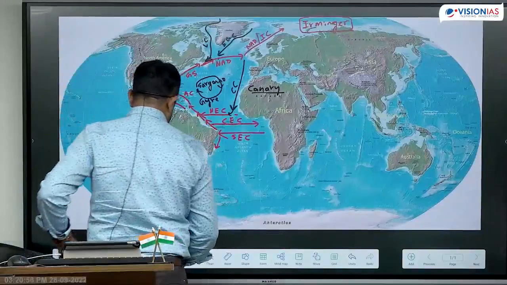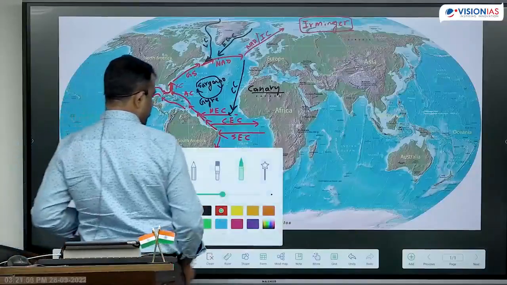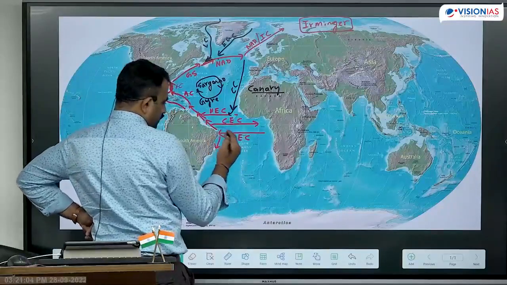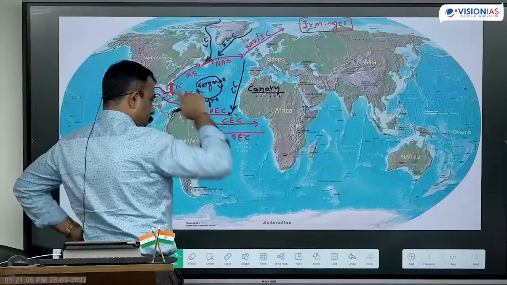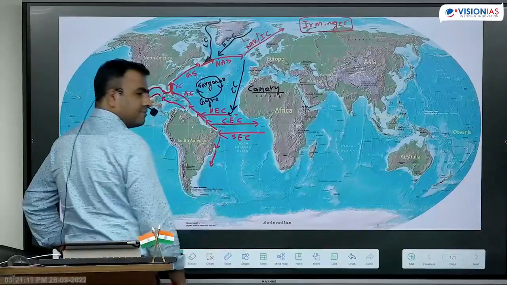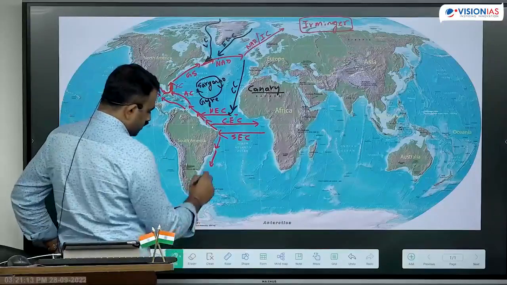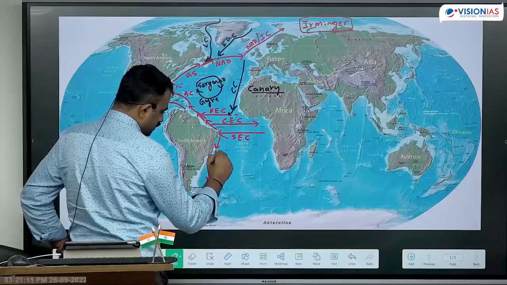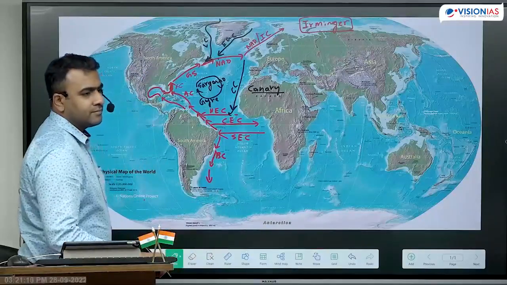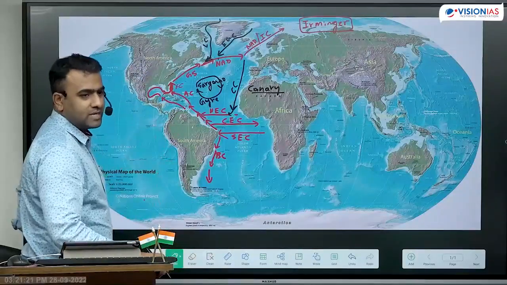Let's talk about the currents of South Atlantic Ocean. Here I told you the South Equatorial Current gets bifurcated into two parts. The northern part merges with the North Equatorial Current. The southern part flows across the coast of Brazil as the Brazilian current.